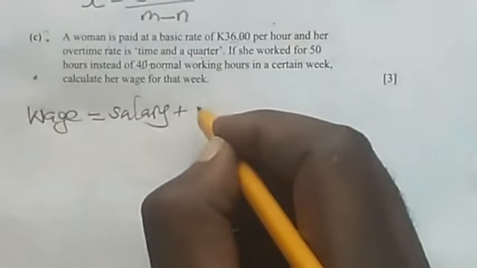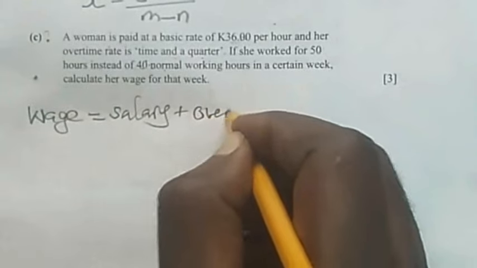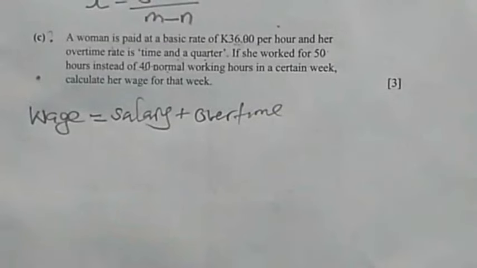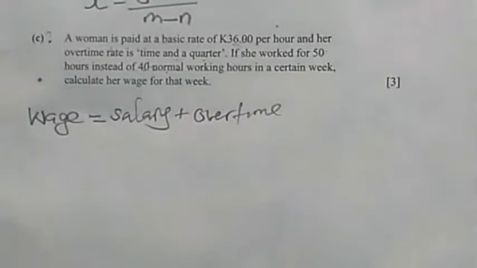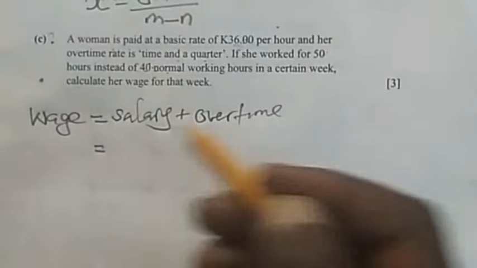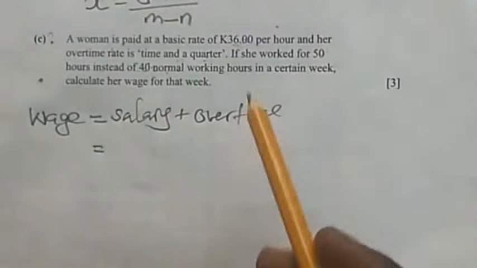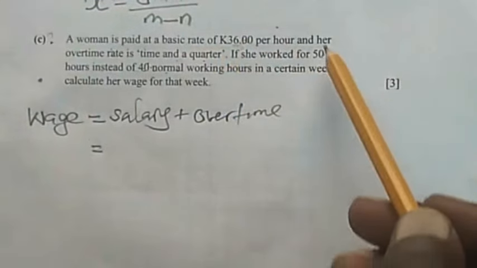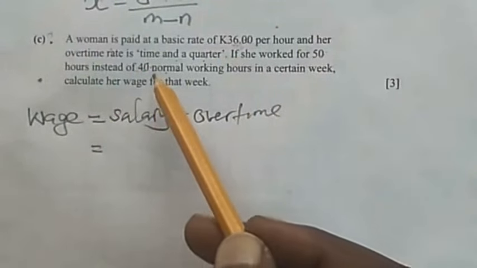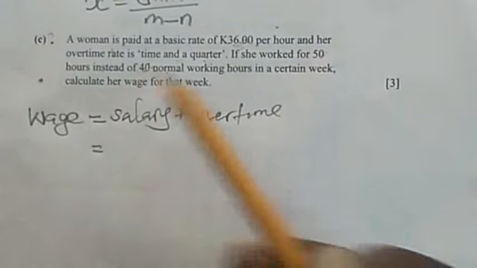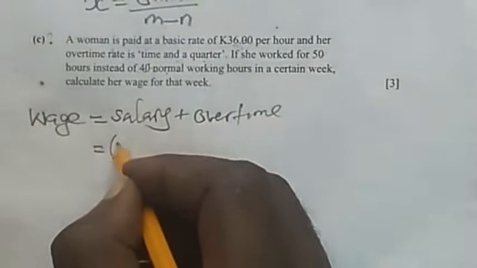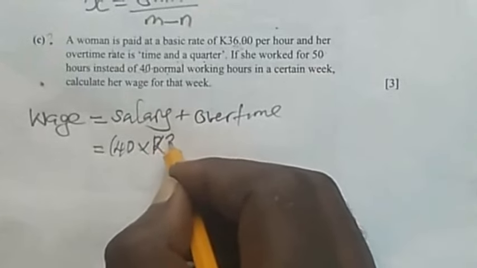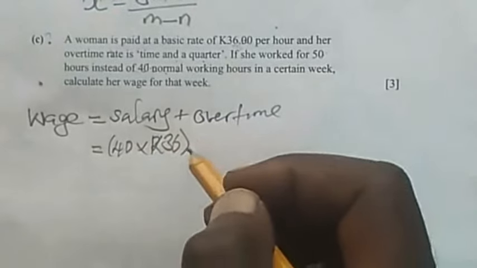So it's plus overtime. Our wage consists of the basic salary plus overtime. So what is her salary? We are told in this question that she works for 36 kwacha per hour, and she works 40 normal hours in a week. So we multiply 40 hours times 36 kwacha.